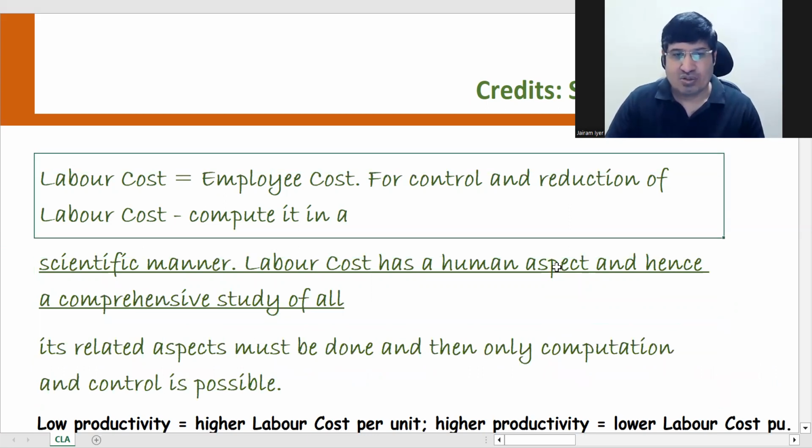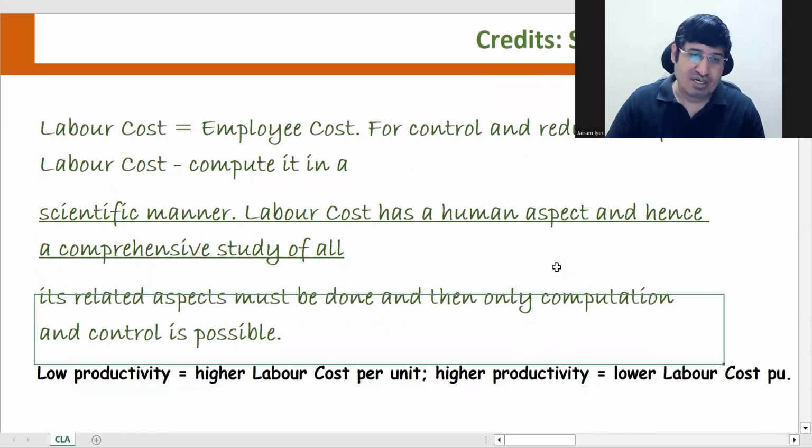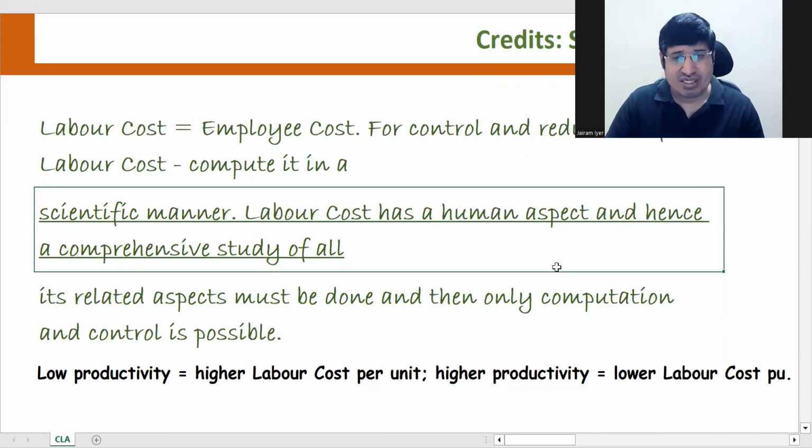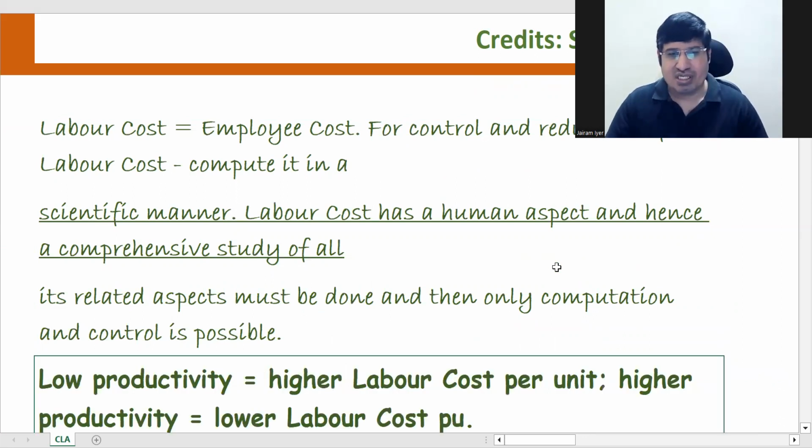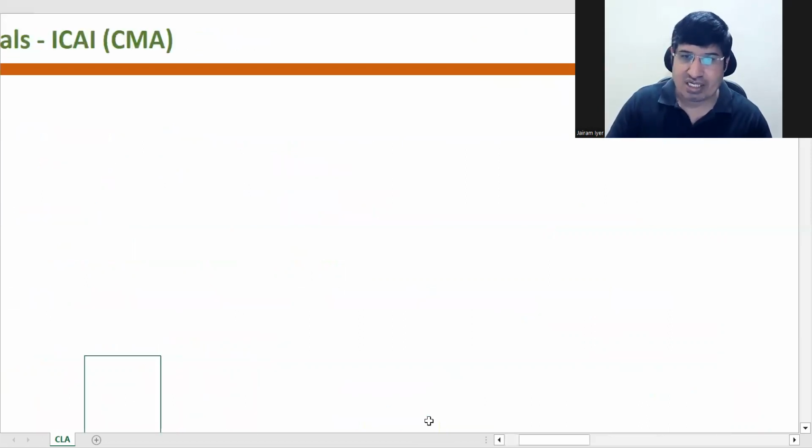Now at this stage, there's one more thing that we will discuss, which is what is low productivity, what is higher productivity. When productivity is low, labor cost per unit is higher. And when productivity is higher, labor cost per unit is lower. How does this work? Let's see.